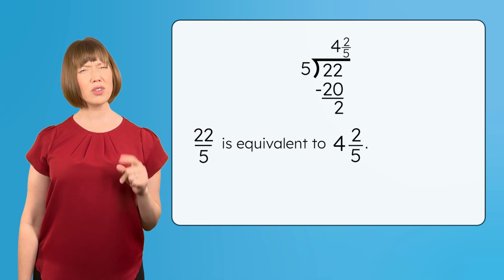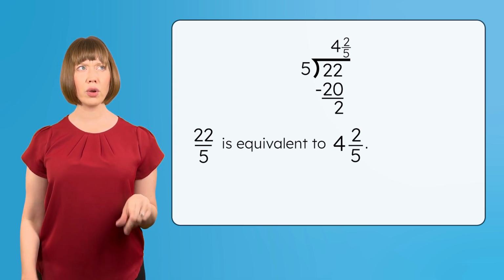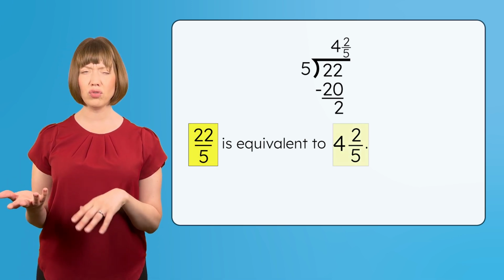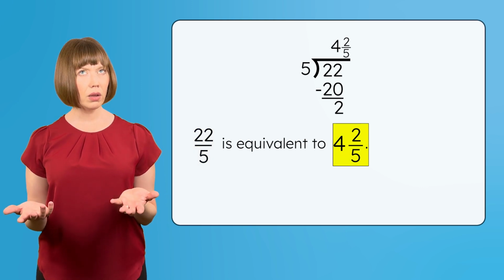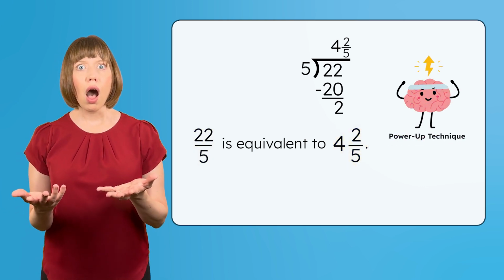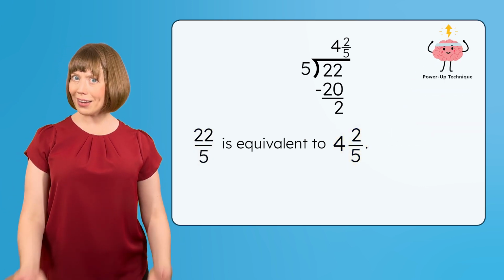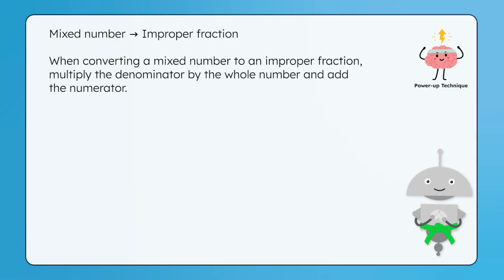So, if there's a power-up technique for converting an improper fraction to a mixed number, there's a second power-up technique! When converting a mixed number to an improper fraction, multiply the denominator by the whole number and add the numerator. Let's test it out with the one we just solved. 5 times 4 equals 20, plus 2 equals 22.